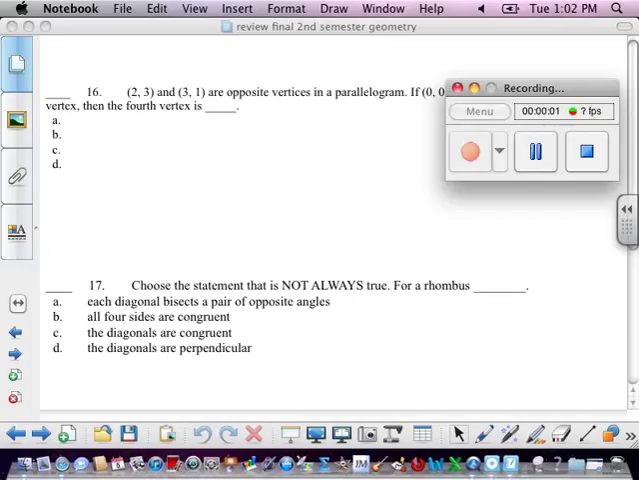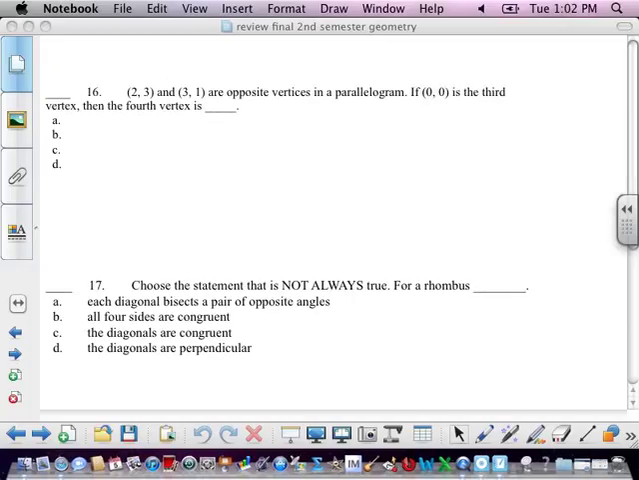Right, ladies and gentlemen, we're looking at the second half of our review packet. Number 16: (2, 3) and (3, 1) are opposite vertices in a parallelogram. If (0, 0) is the third, find the fourth vertex.